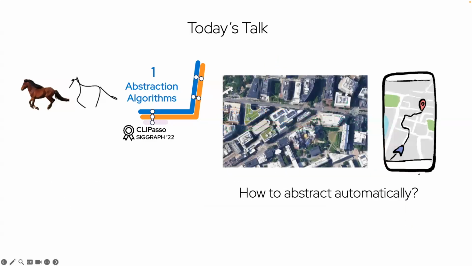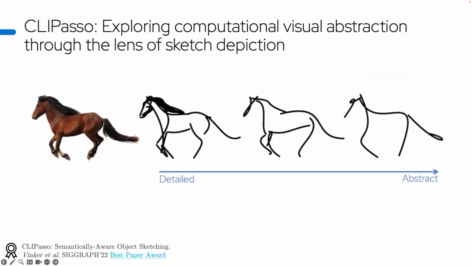Okay, so let's start with the abstraction, which is also where I started my research journey. And the question is how to abstract automatically. And in our first work, CLIPasso, we explore the question of computational abstraction through a natural test bed of sketches. So given an input image of some object, our goal is to automatically generate sketches with gradual levels of abstraction that depict the essence, the important features of that object.